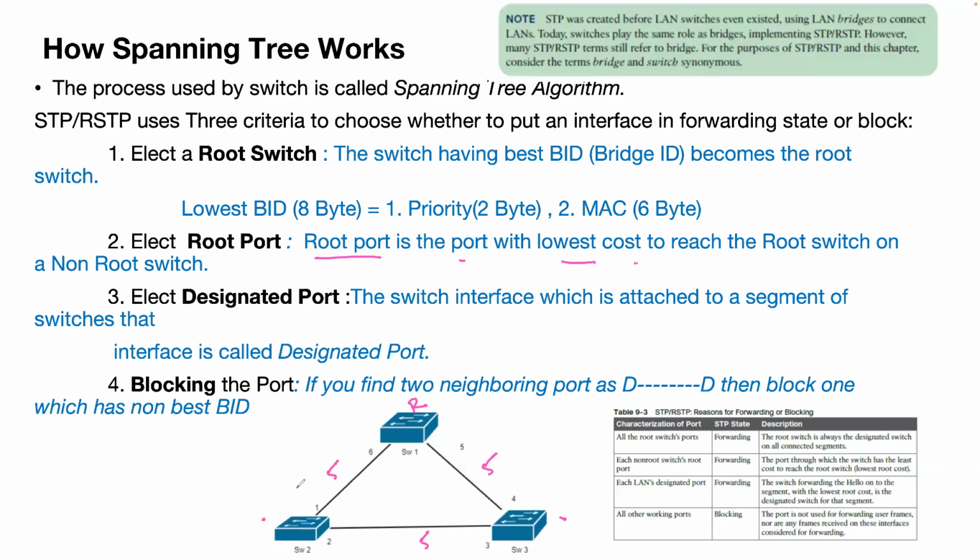Now, switch 2 is connected to the root switch via two paths. One path, second path. Which is the shortest path? Is it through port number 1 or port number 2? Port number 1, because if it goes via it, it's 5. So this becomes the root port. Simple. How about switch 3? Which is the lowest one, 4 or 3? Through him it's shortest, or through him it is shortest? 4. It becomes the root port.